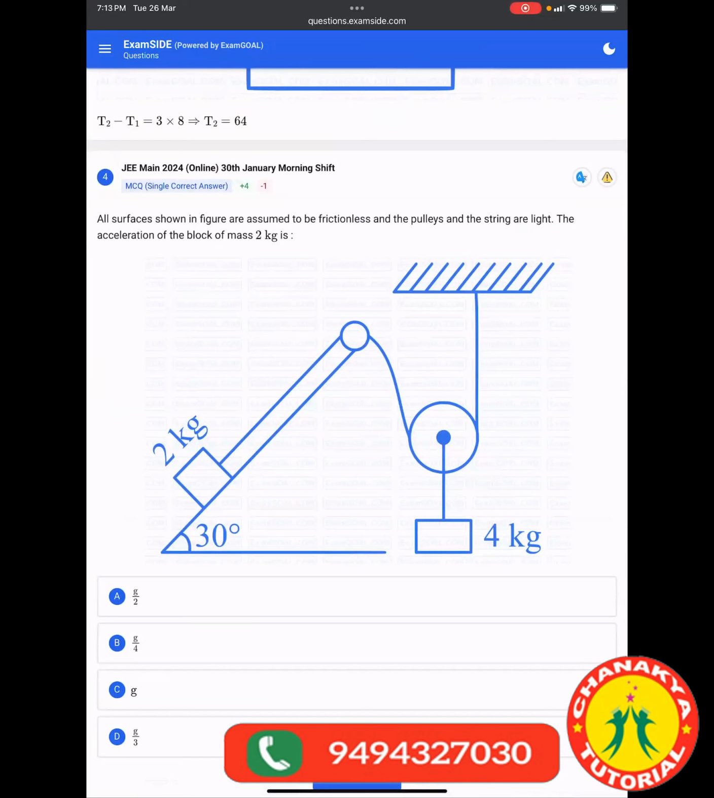All surfaces shown in the figure are assumed to be frictionless, and the pulleys and the strings are light. The acceleration of the block of mass 2 kg is. Tell me fast. Calculate.